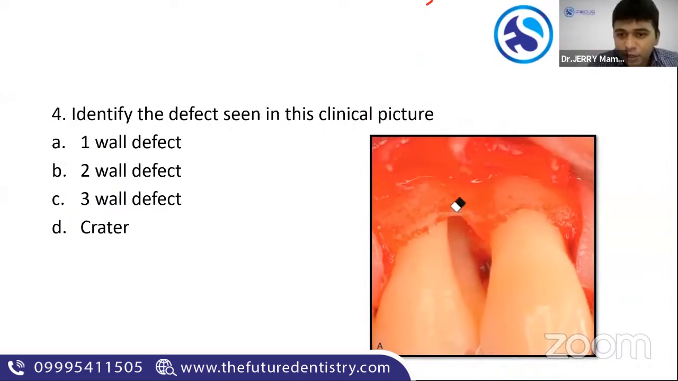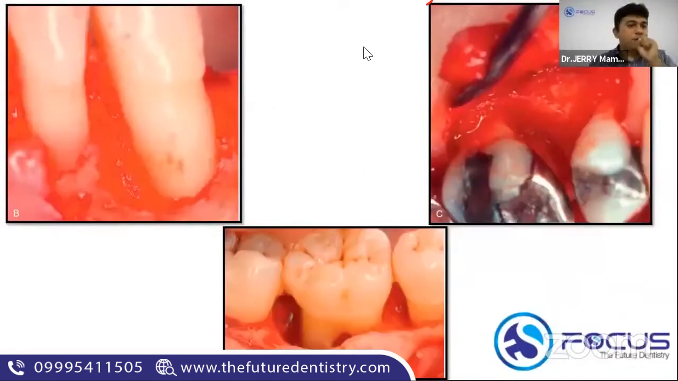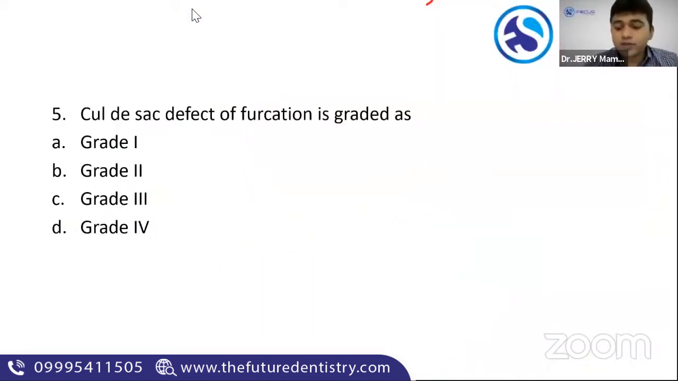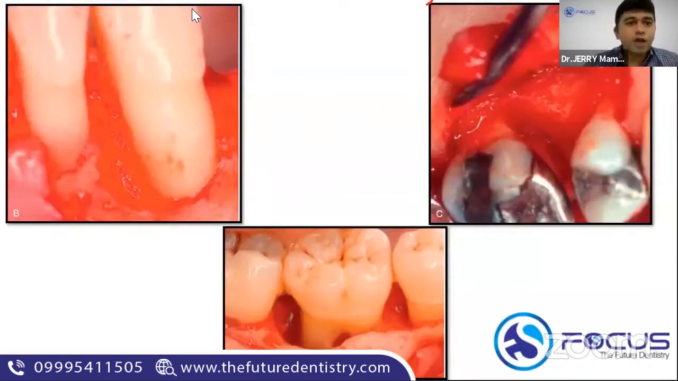I hope this is clear. Let me just mark the wall that you're seeing here. Yes, everybody has got it. Very good. We'll just erase this and then we will move on. I have put some more pictures here for you to get a basic idea of what I was talking about. Now see this tooth here. We are again talking about this tooth.